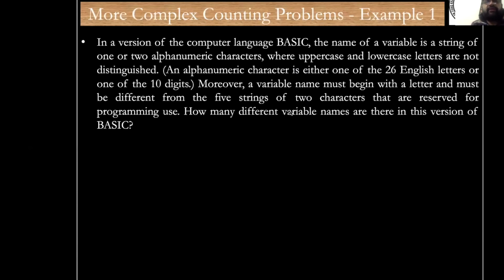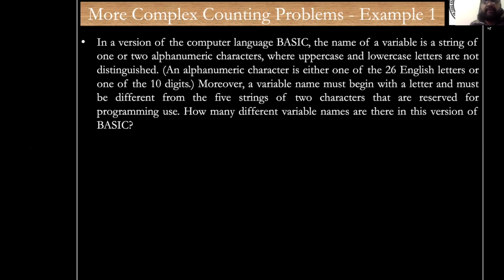So let's talk about some more complex sounding problems where we're going to use both of these or some similar rules. In a version of the computer language BASIC, the name of a variable is a string of 1 or 2 alphanumeric characters, where uppercase and lowercase letters are not distinguished. An alphanumeric character is either one of the 26 English letters or one of the 10 digits. So you need to notice that the uppercase and the lowercase letters are not distinguished at all. That is something that you need to know.